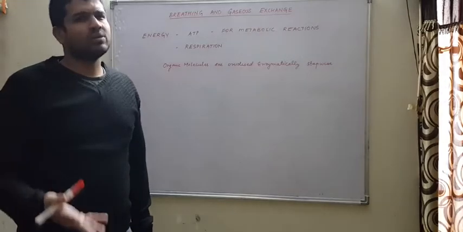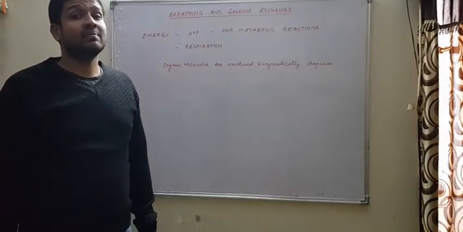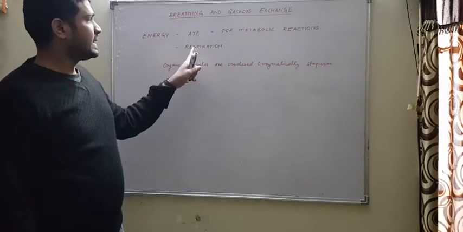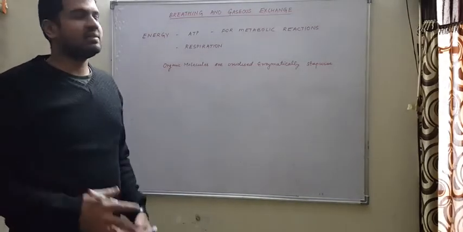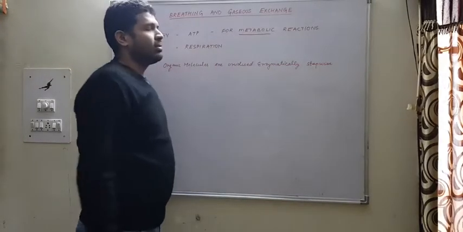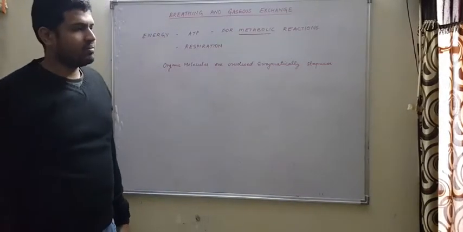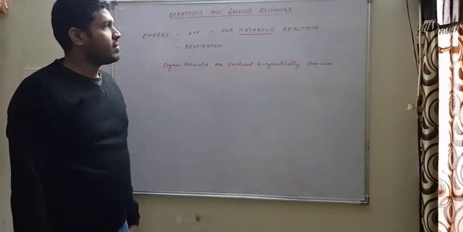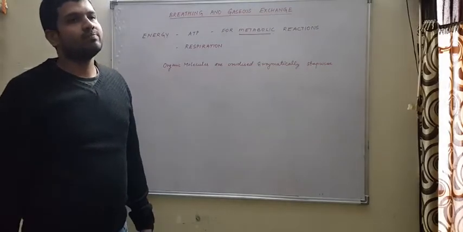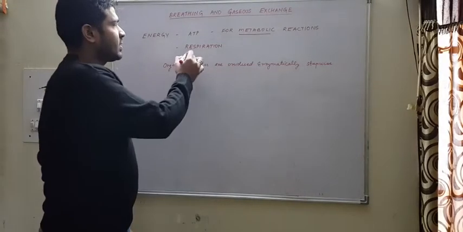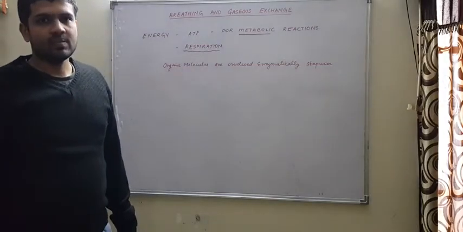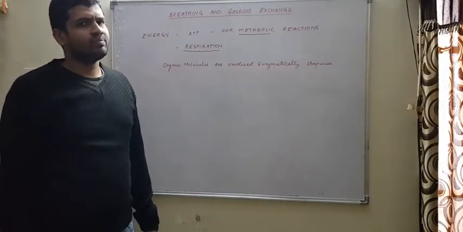The extra amount of glucose is utilized by the cells for the production of energy in the form of ATP, so that the cells can carry out the metabolic reactions for themselves. But how does that process take place? What is that process called? That process is respiration.